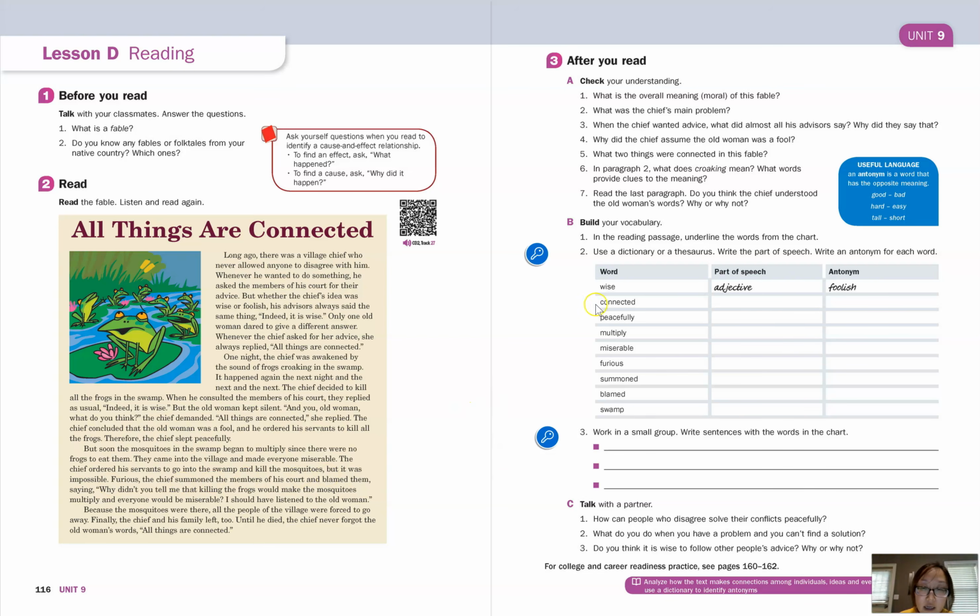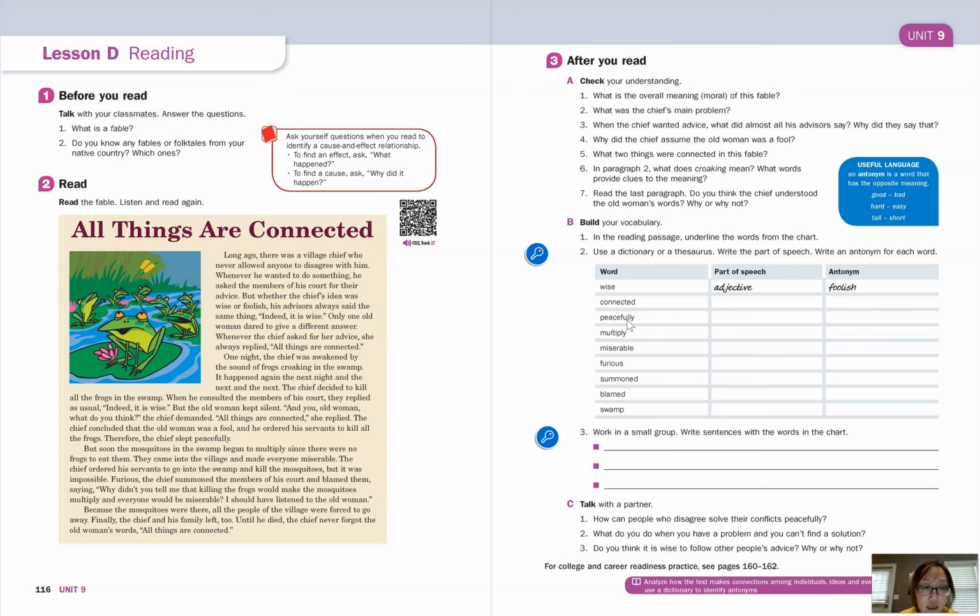Okay, so let's look at connected. So we can find the word connected here. All things are connected. And the part of speech is also an adjective. Okay, and for an antonym, you might write separated. Separated is the opposite of connected.